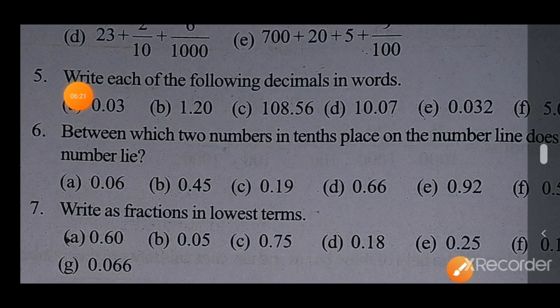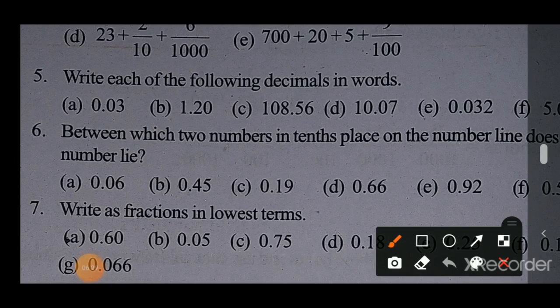Now question 5, write each of the following decimals in words. Part A, it is 0.03, and we start writing the solution. It is 0, for the decimal point we write point, for the tenths place it is 0, so we write 0, and for the hundredths place it is 3. So we read it like this, 0.03, and we write it in words.